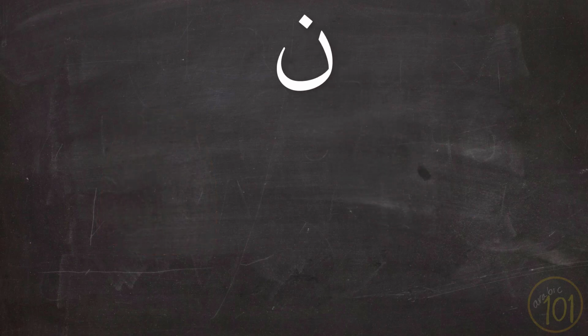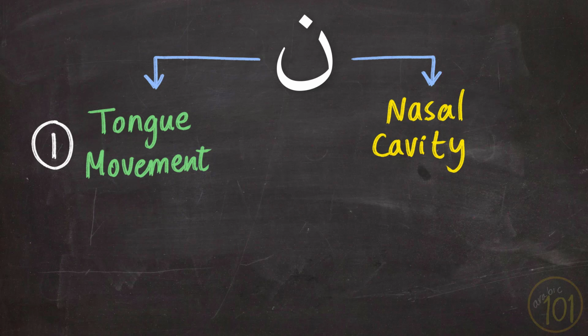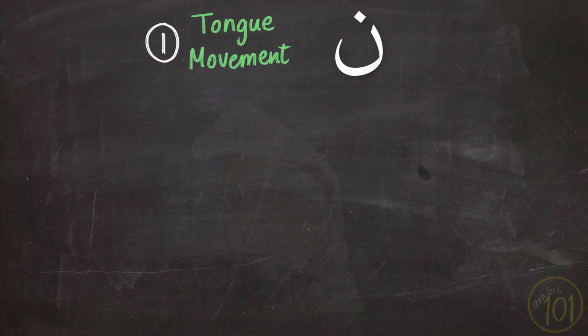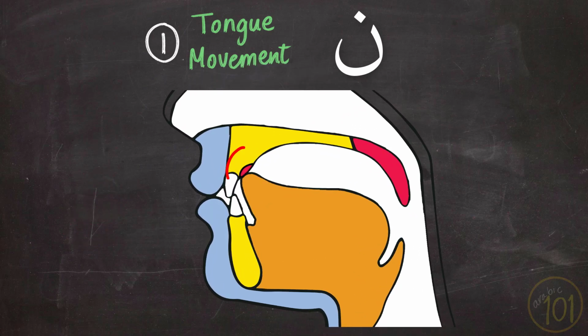In order to pronounce Noon properly, you need to perform two actions. One action using your tongue, and the other action through your nasal cavity. So let's start with the first one. When pronouncing Noon, the edge of the tongue should be touching and making full contact with the alveolar ridge. So with full contact, I mean that there is no gap between the tongue and the contact area on the alveolar ridge.